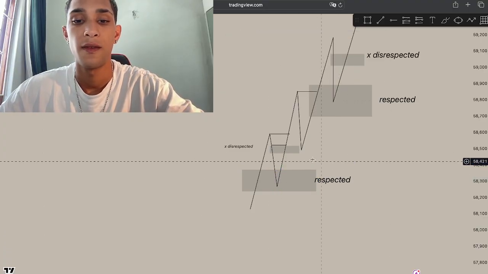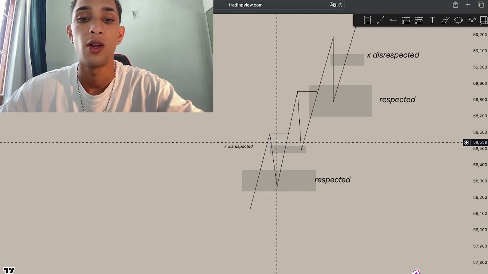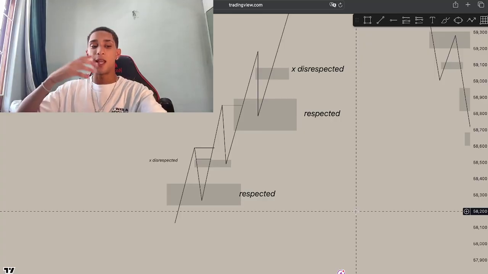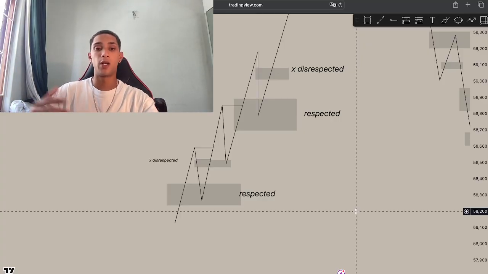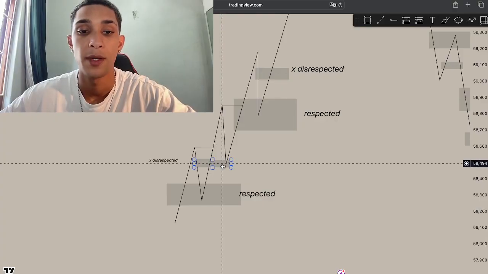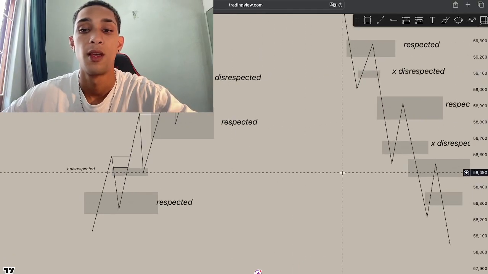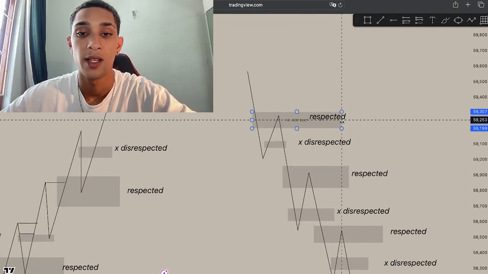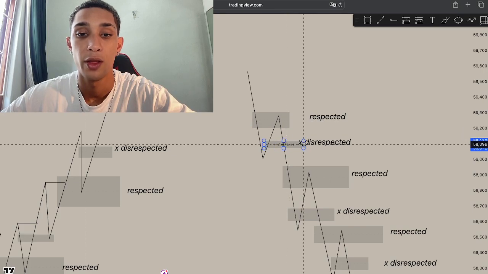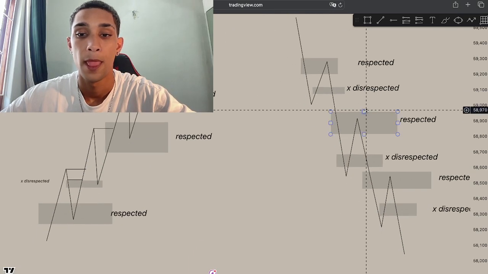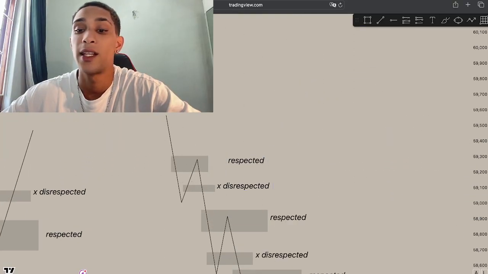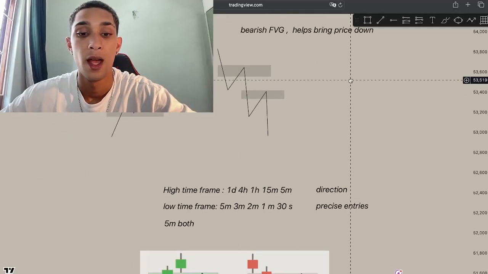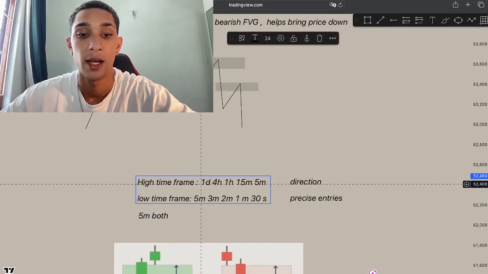We are respecting this fair value gap and we're disrespecting this fair value gap, meaning we're closing above and below. This alone helps us understand exactly what's happening, because in a bullish market model, we are going to be disrespecting bearish fair value gaps and we're going to be respecting bullish fair value gaps. And it's the opposite in this case. Here you see we are respecting the bearish fair value gap and closing through the bullish fair value gap. And that alone is going to help us figure out exactly what the market is doing, especially when we come back down here, especially on these higher time frames.